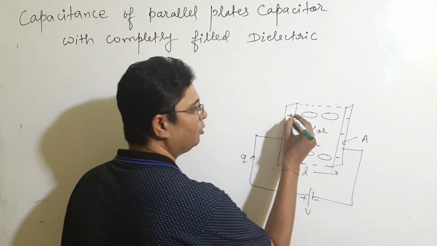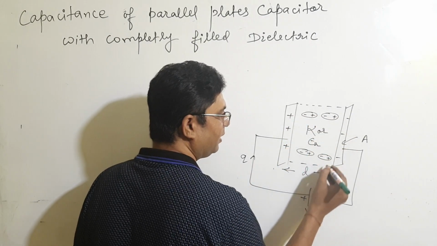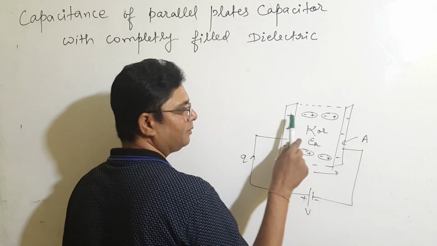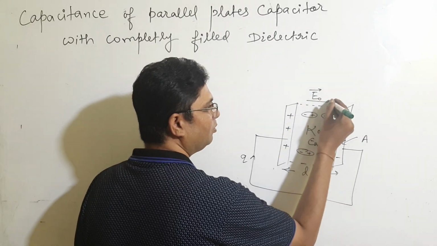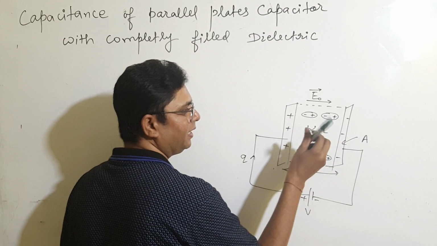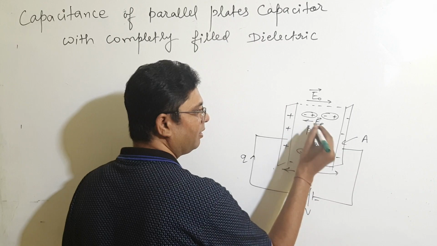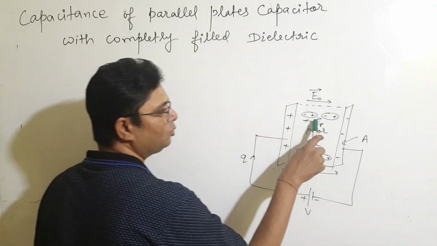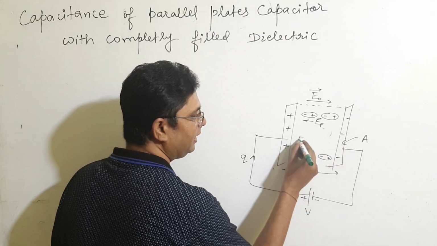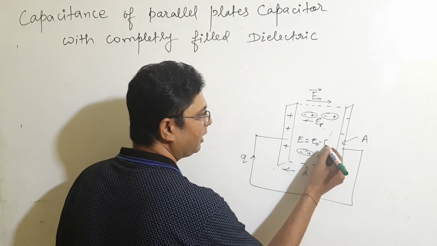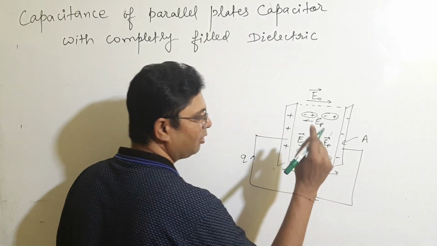These are dielectric molecules. So minus charge will come here, plus here, minus here, plus here. This plus and minus charge on the plate produces electric field E naught from the plus plate to the minus plate. And this plus and minus produces electric field E P due to polarization from right to left. These two electric fields produce a new electric field E, and E equals E naught minus E P. Since E naught is greater than E P, the direction of E is along E naught.